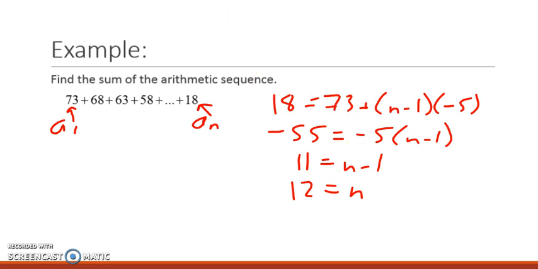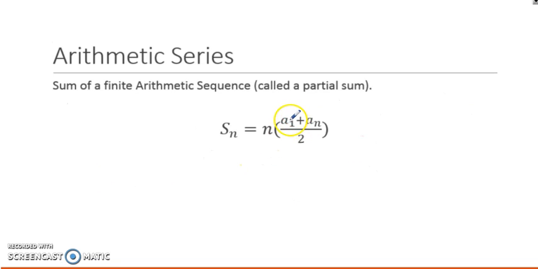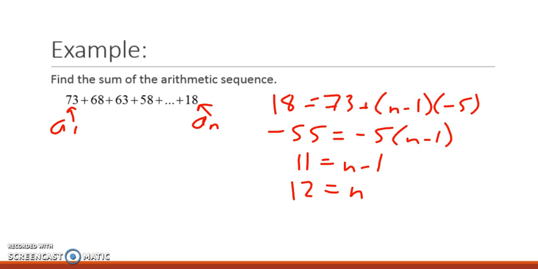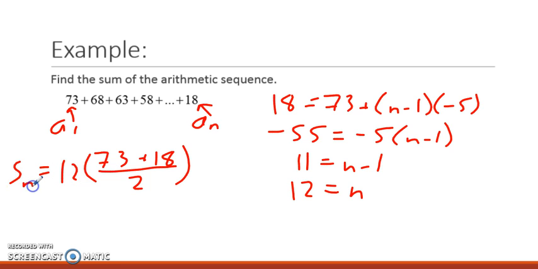Okay, so now we know the pieces of information we need to find the series, the sum of all those terms. So looking back at our formula, it's a sub 1 plus a sub n. So 73 plus 18 divided by 2, because it's the average of those things, times how many numbers we have. That's what will equal our s sub n.